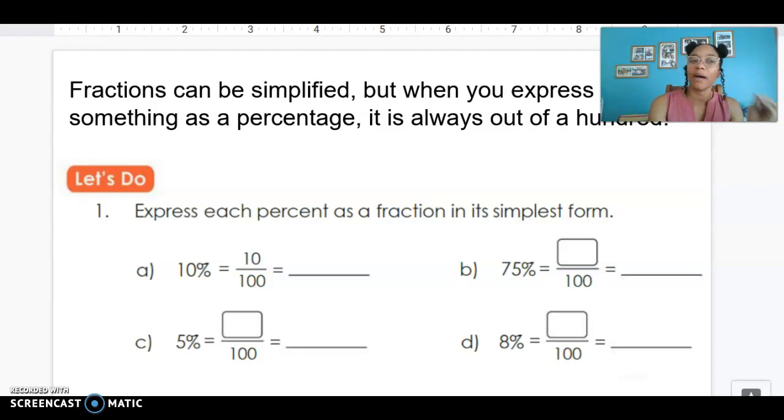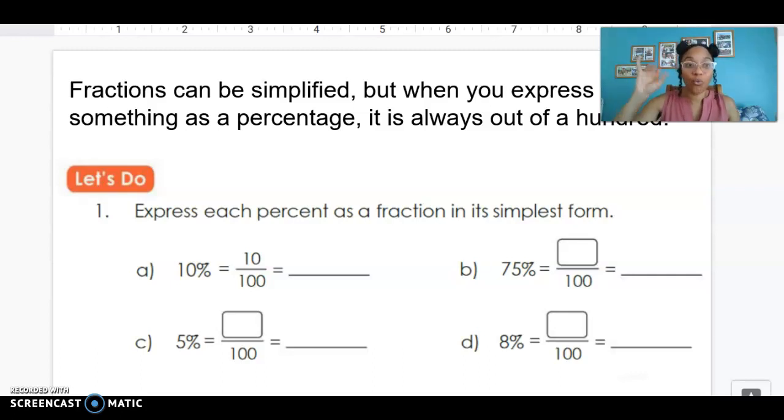But how can I divide that by their greatest common factor? Look at the factors of 10, which are 1, 2, 5, and 10. Notice the biggest one can be divided into 100, so we're going to divide by 10. I'm going to help you find the greatest common factors, and then you can check your work on the next page. 5% is the same as 5 out of 100.